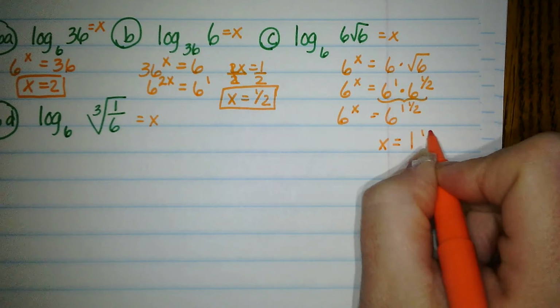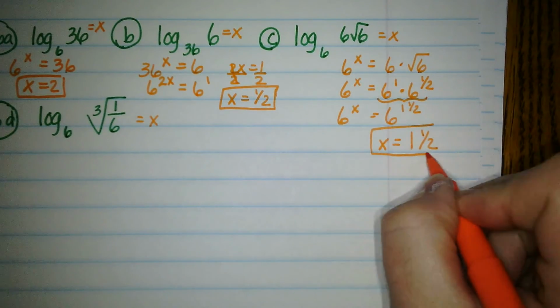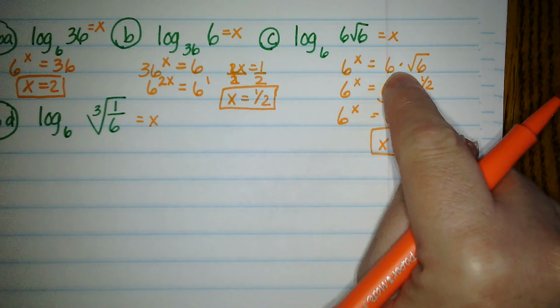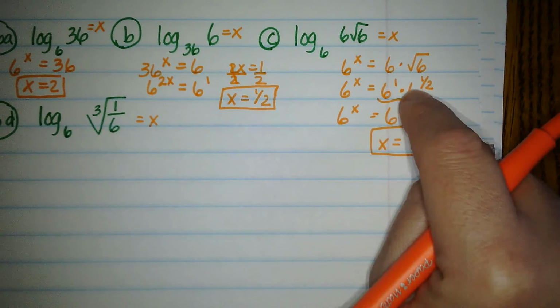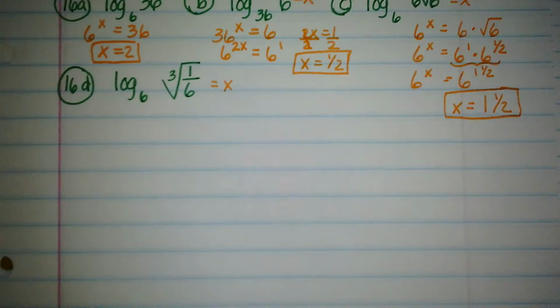Now you can write 1.5 as a mixed number, you can write it 1.5 or you can write it 3/2. But the answer comes from the fact that these are 6 to the first and 6 to the 1/2 power. And when you multiply, you keep the base and add the exponents. Boom.